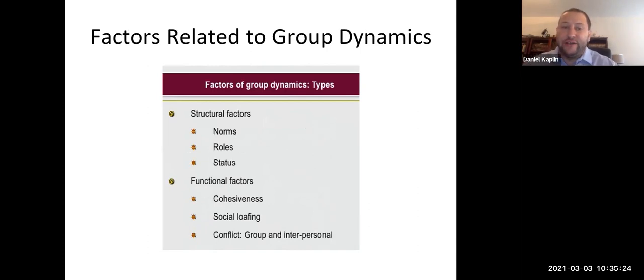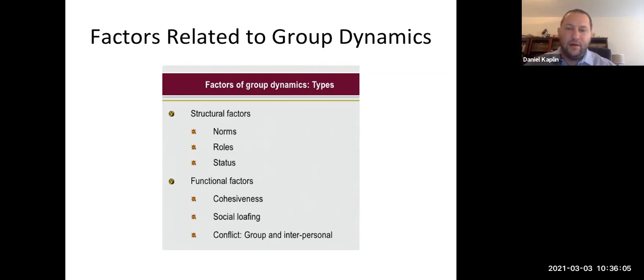Now, there are different factors that impact group dynamics. So there are norms that are expected of people. There are roles within the group, and status can play a role. Those are structural factors of group dynamics. And then you have functional factors, which is cohesiveness, which is really what I focus on the most, making sure the group is working as a unit, because that cohesiveness is what's going to bring you to a functional working group.